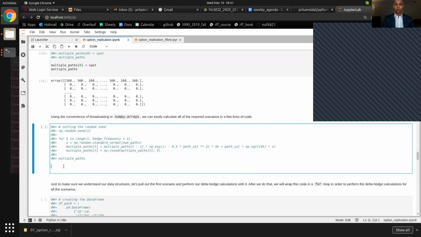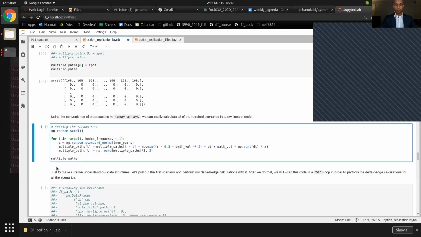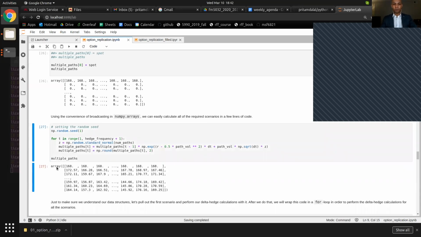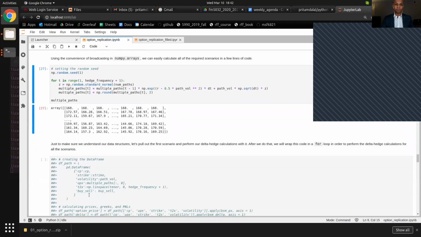So, right, if we use the broadcasting capabilities of NumPy arrays, we can write our scenario generation in just a few lines of code. This is actually fewer lines of code than it was for generating a single path. Cool. So here we go. We've got 1,000 different paths. They all start at 168. This one ends up at 164.14, et cetera, et cetera.